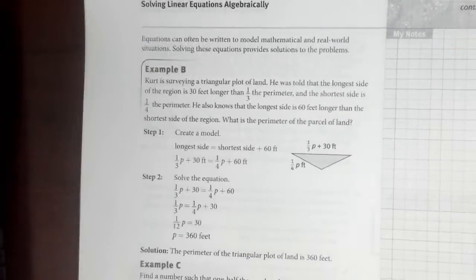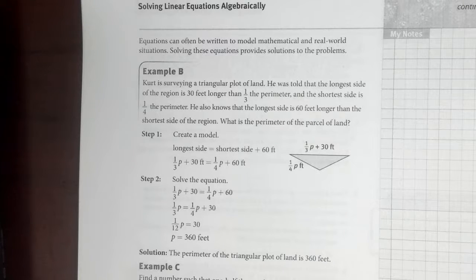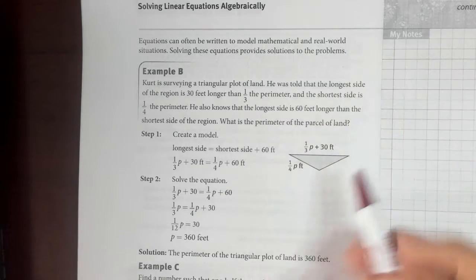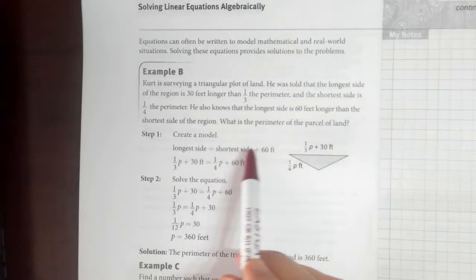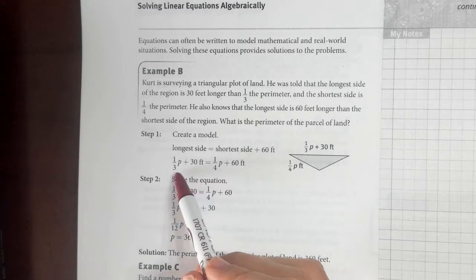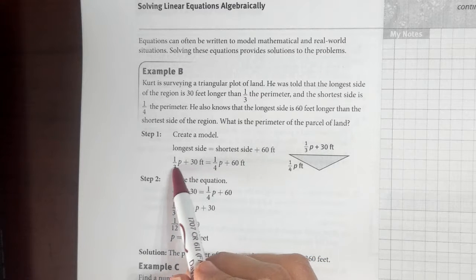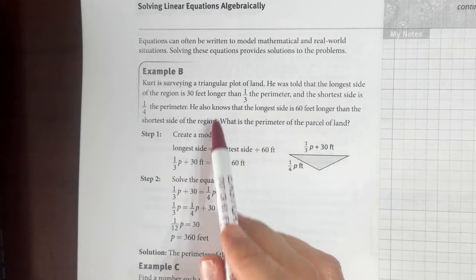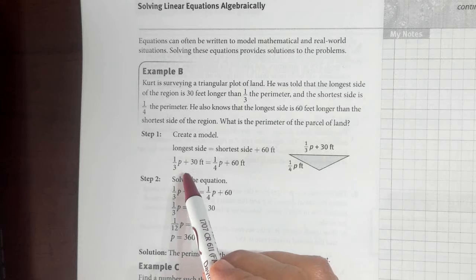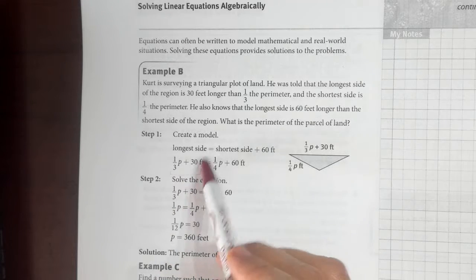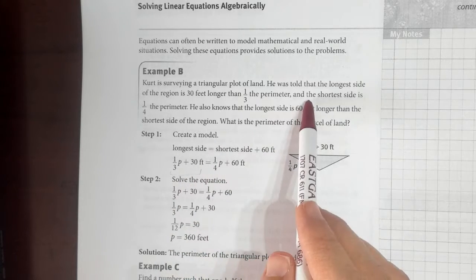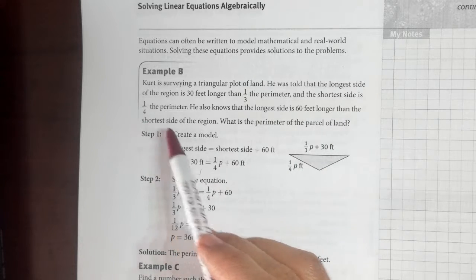Example B says Kurt is surveying a triangular plot of land. He was told that the longest side of the region is 30 feet longer than 1/3 the perimeter. So you could write that out as longest side equals... The longest side was 30 feet more than 1/3 the perimeter, right? So that's what they said. So they just transcribed that in algebraically from words to algebra. And the shortest side is 1/4 the perimeter.